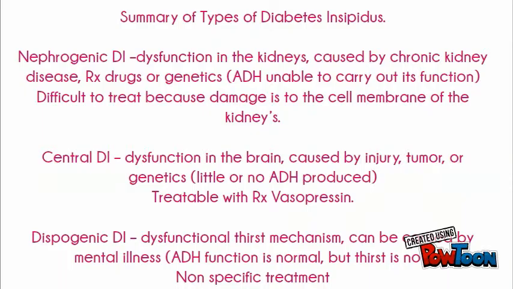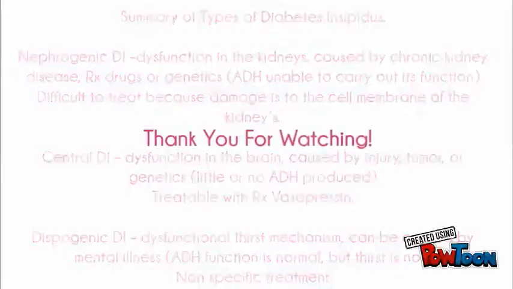the ECF. There are three main kinds of diabetes insipidus: nephrogenic diabetes insipidus, which is dysfunction in the kidneys; central diabetes insipidus, which is dysfunction in the brain; and dipsogenic diabetes insipidus, which is a dysfunctional thirst mechanism.